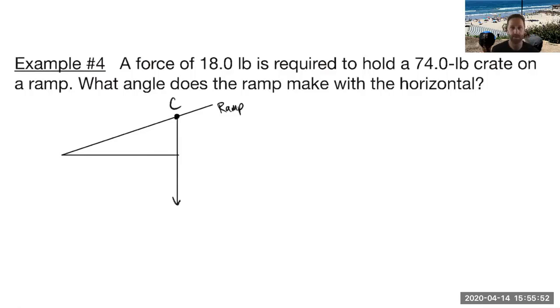We will have that 74-pound crate going straight down, gravity with Earth. Then it said an 18-pound force is required to hold that. So we know that there's going to be a force of gravity pulling it downwards, right? Then there's also going to be that one pulling it up the ramp. And so that this time is 18 pounds.